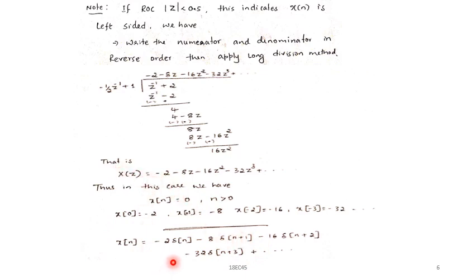So this is the answer, or you can write directly the coefficients only, x of 0, x of minus 1, x of minus 2, x of minus 3. Here you can observe one is in terms of negative powers of z, another one is in terms of positive powers of z. So again it depends upon the ROC. If the ROC is mod z greater than condition, you will always get negative powers of z. If it is a less than condition, you will get positive powers of z.